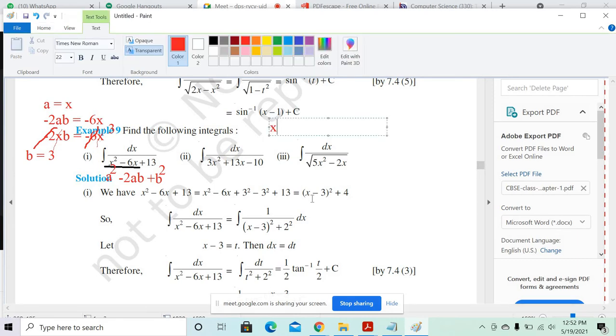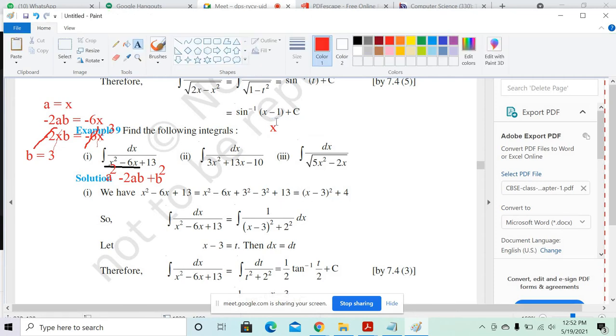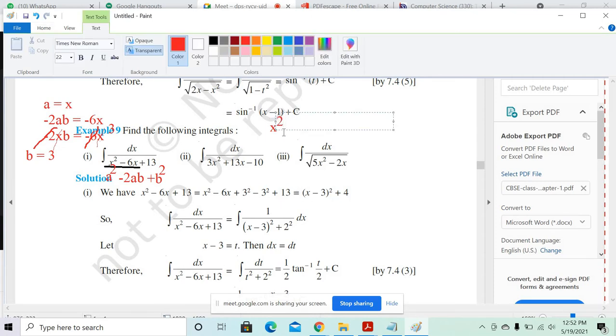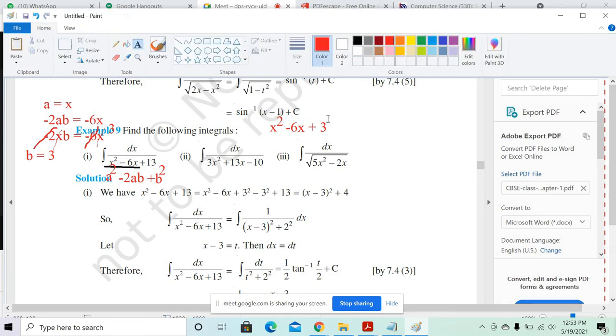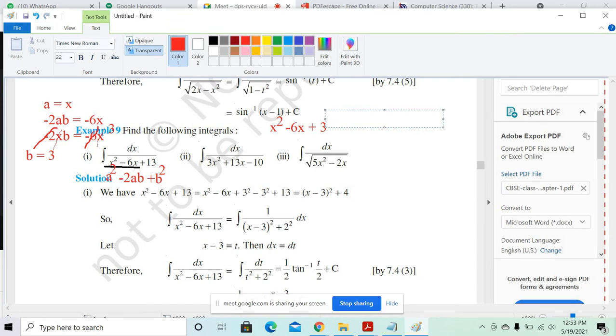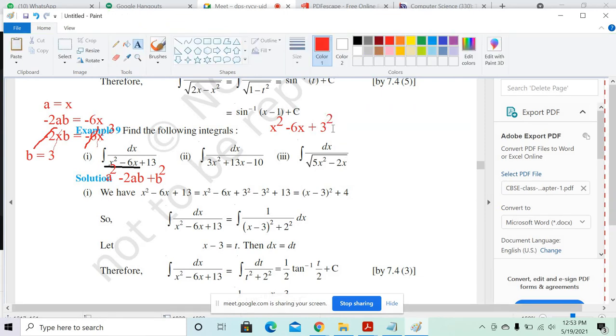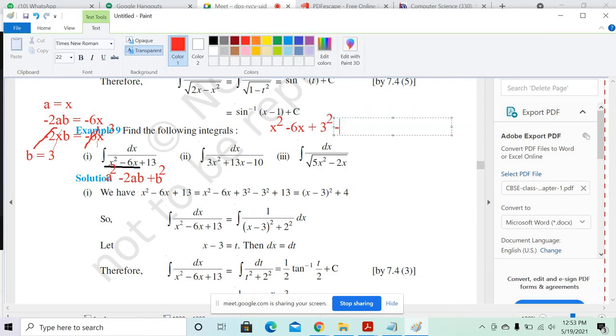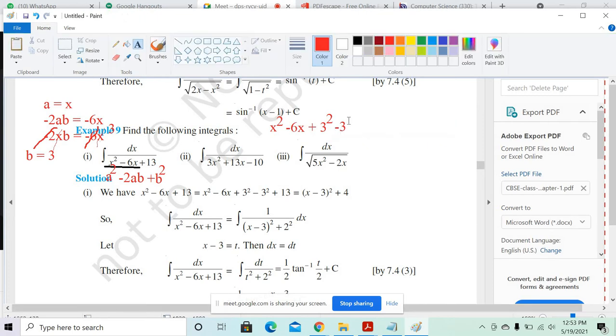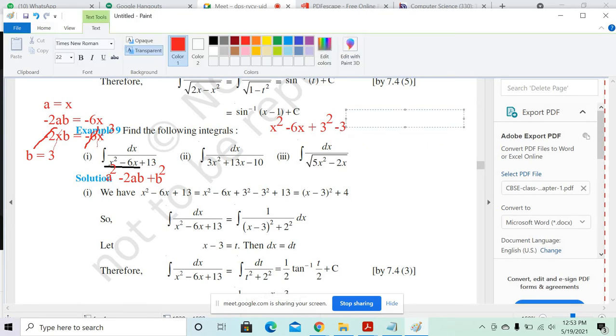Now x square, now we need to just group it. x square minus 6x plus 3 square. B, we got the value of b, no? B is 3. So we need to make b square. So we just can't make b square like this. Whatever you are adding, you have to subtract that also, no? So that the equation doesn't change. So you add and subtract 3 square.